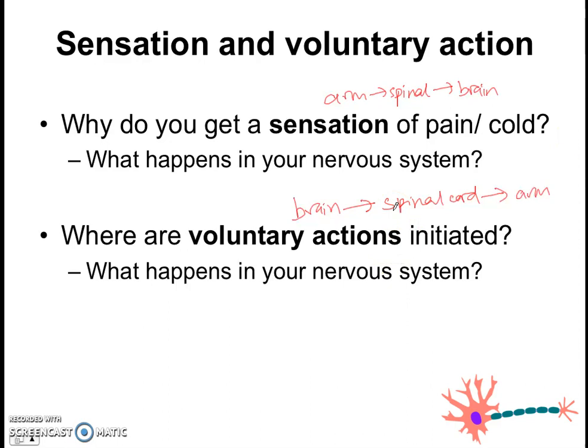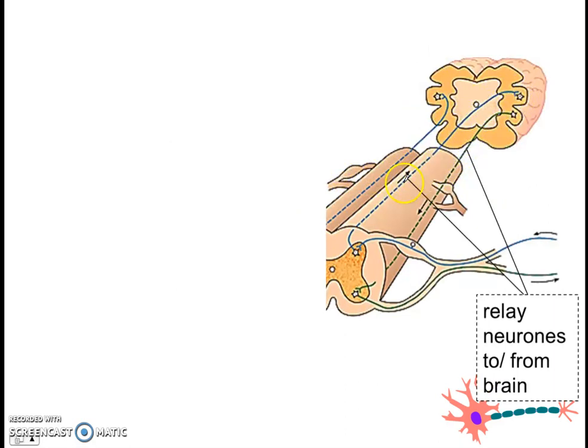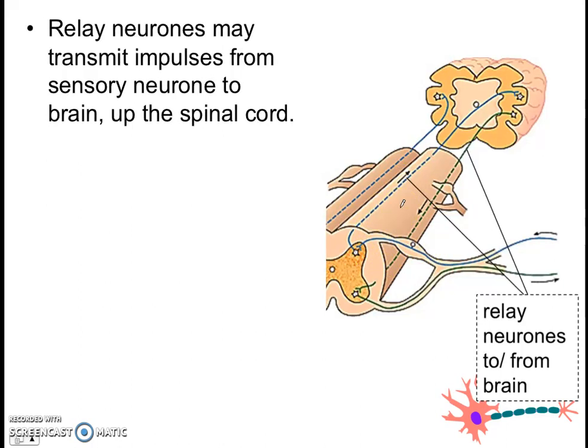Right, so that connection between the spinal cord and the brain is also extremely important. And there are neurons that do that. So here are the relay neurons to and from the brain, as we saw in the previous diagram. And you will notice that there are relay neurons which transmit impulses from sensory neurons to the brain up the spinal cord. Right, so here's the sensory neuron carrying information, for example, about pain or cold, and it's going to your spinal cord. And then from your spinal cord, there's a relay neuron which brings that information up to your brain, and in a sense that informs your brain that you're experiencing pain.